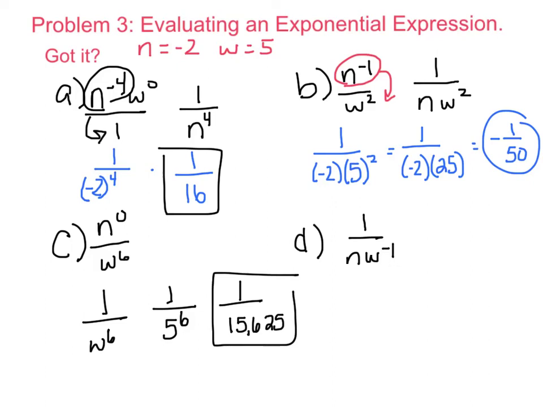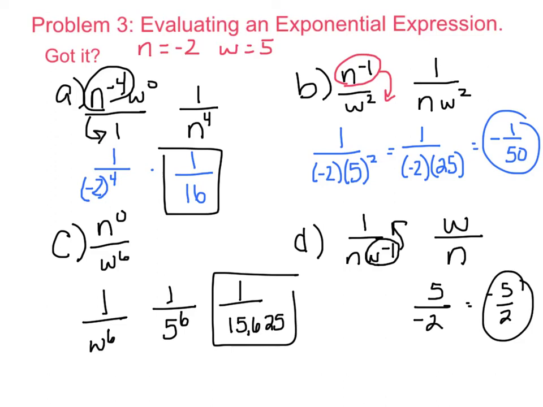Last one. 1 divided by n w to the negative 1. The w to the negative 1 is going to go on top. So w over n. W is 5 divided by negative 2. My answer is negative 2.5, or you could just leave it as negative 5/2.